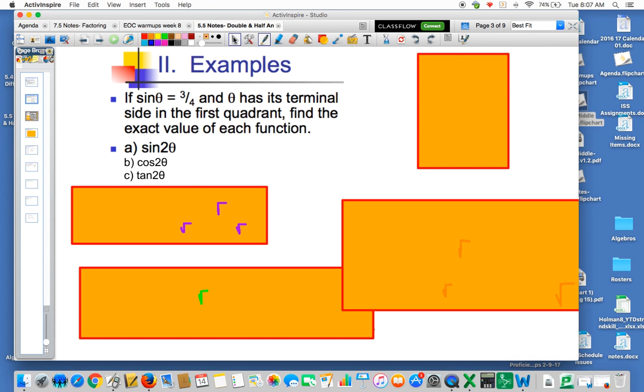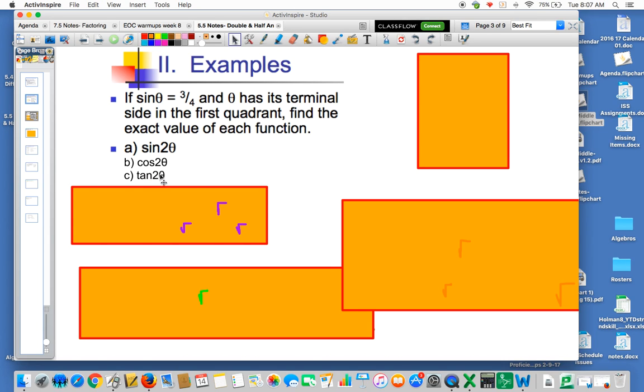Here's the most common situation you're going to come across. They're going to tell us sine of theta is 3 over 4, so we have a ratio, and theta has its terminal side in the first quadrant, which is good information to know what quadrant you're in, so make sure the signs are right. Find the exact value of each function: the exact value of sine of 2 theta, cosine 2 theta, and tangent 2 theta.